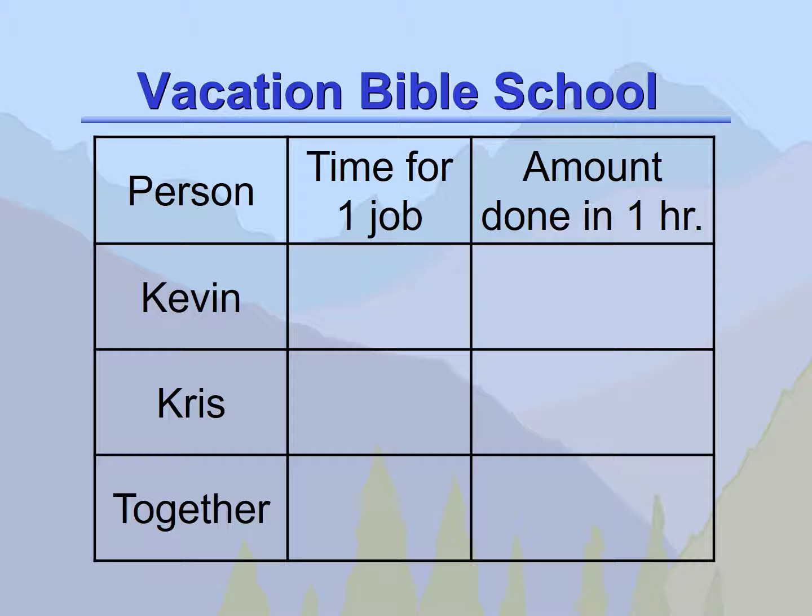We have Kevin, Chris, and then we have them working together. The time for Kevin was 12. We don't know how long Chris would have taken, so that's x, but we know that together they got it done in 3 hours. So now we fill in our last column, and it's always going to be 1 divided by whatever number is in that second column. So it'll be 1 over 12, 1 over x, and then 1 over 3. And then to solve it, we just make an equation out of that last column.